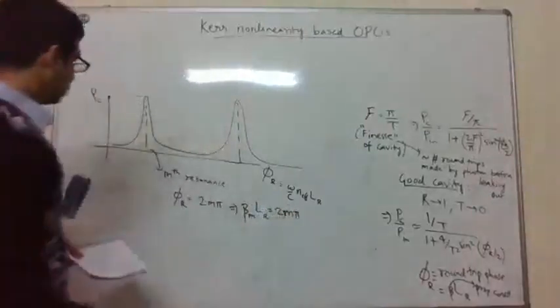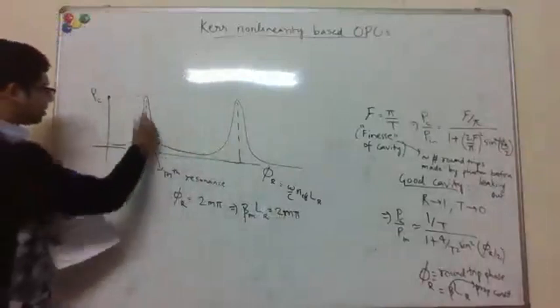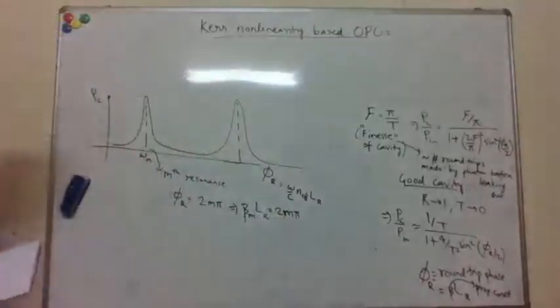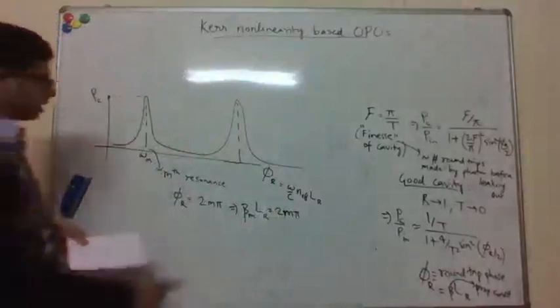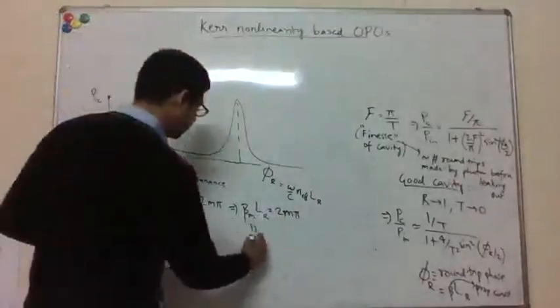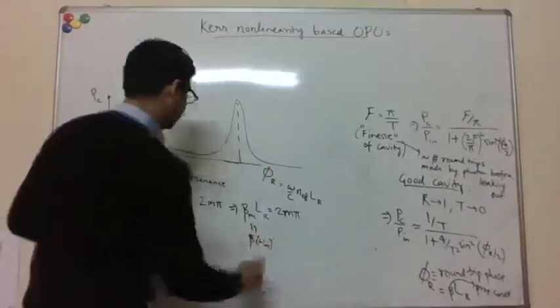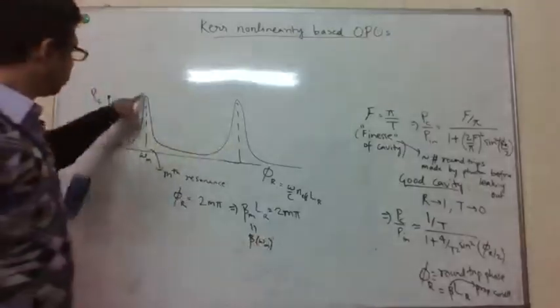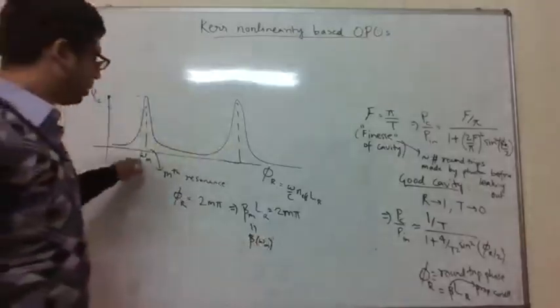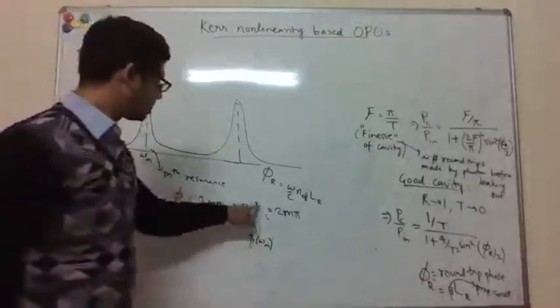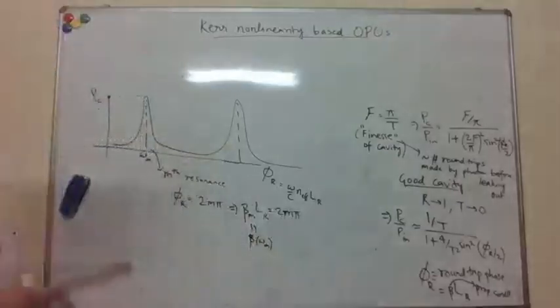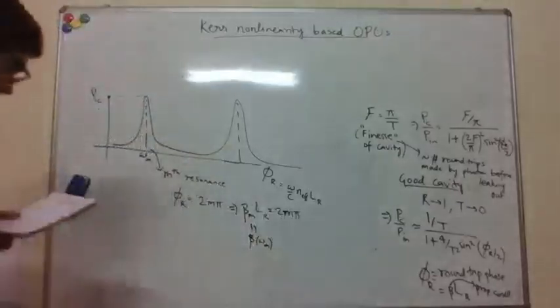Let's say this mth resonance is occurring at a frequency omega m. Then this beta m is basically the beta at the frequency omega m, right? So we will have a resonance at the frequency omega m if beta at that frequency times the round trip length is a multiple of 2 pi.